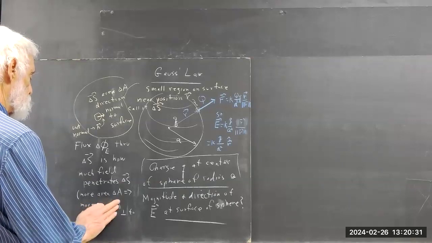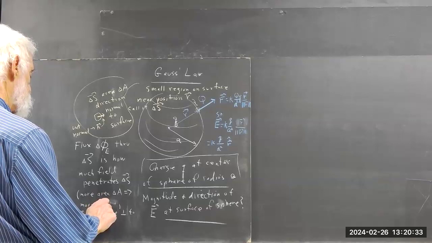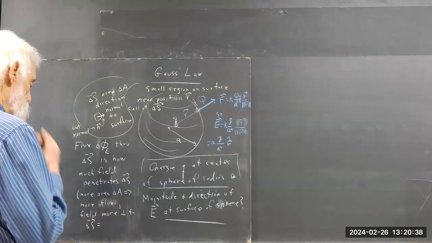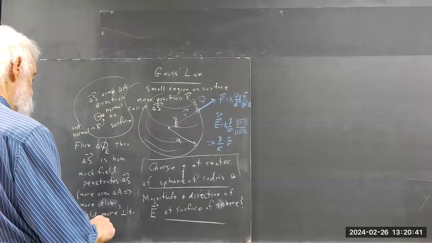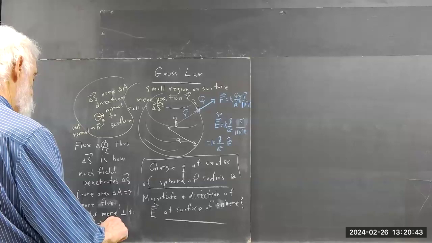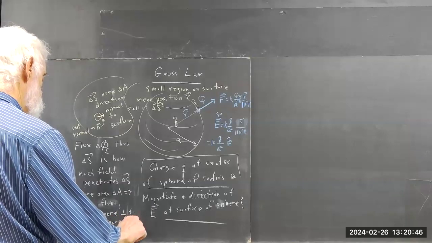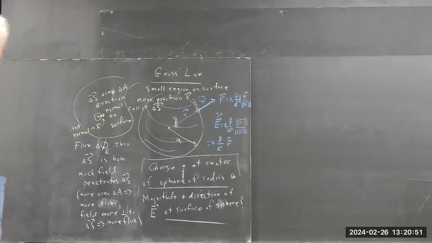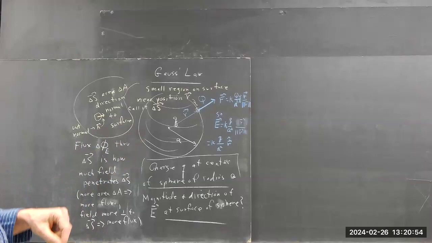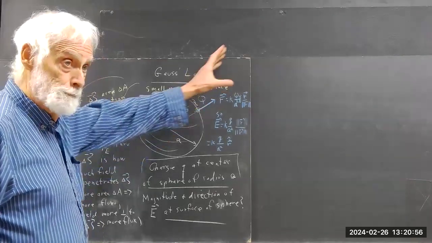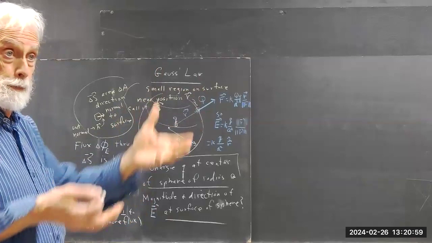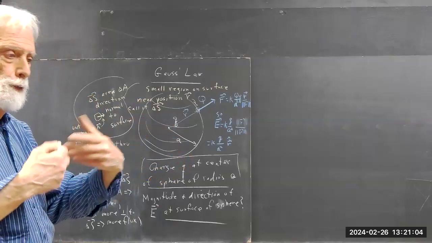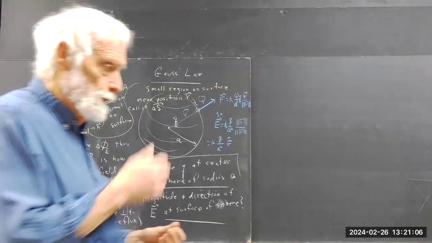And I said more field, more flux. And the field more perpendicular to delta A implies more flux. That makes sense? You think of the electric field as something that's kind of flowing through. So the bigger the area, the more field flows, okay? And the more the field is perpendicular to the region, the more field will flow through.